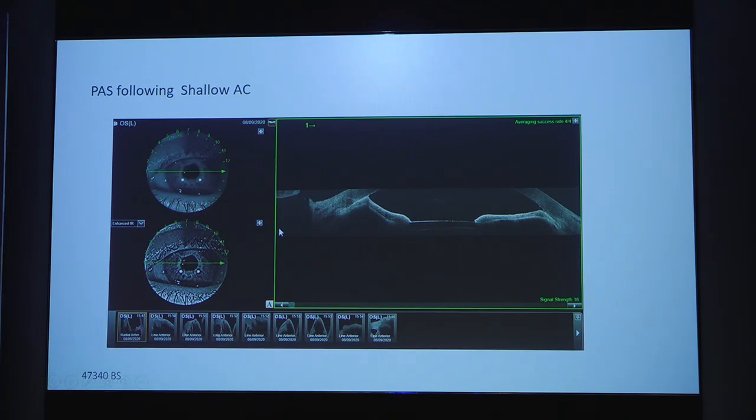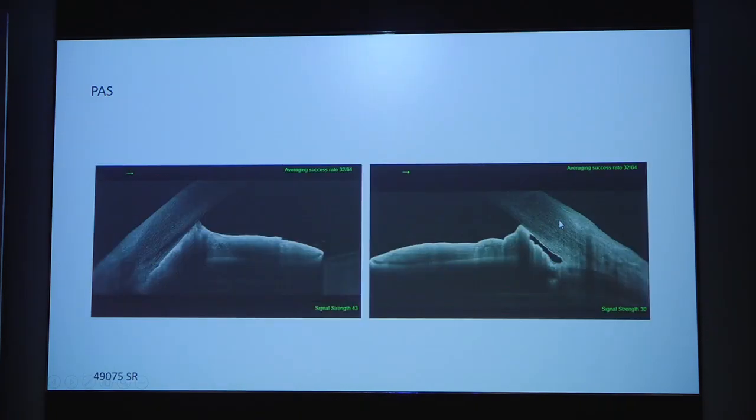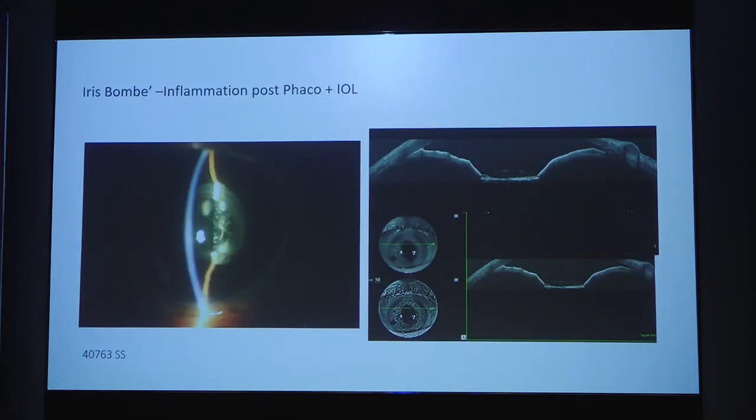Again, PAS following a shallow AC, probably post cataract surgery there was a shallowing of AC, and you can see the angle which is totally occluded. So this is also a patient of peripheral anterior synechiae. Patient of inflammation post phaco plus IOL, you can see how much inflammation is there, and the occlusio pupillae along with iris bombe.